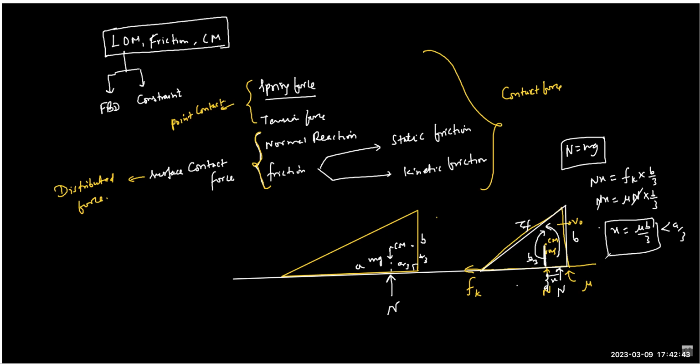Imagine if the separation is not sufficient, if this is less than mu b by 3, what will happen? It means the normal is not getting enough space to shift actually. The body will topple. It will definitely topple the moment you throw it. It will never be at rest. So the moment you try to give some velocity, it will just tumble down.